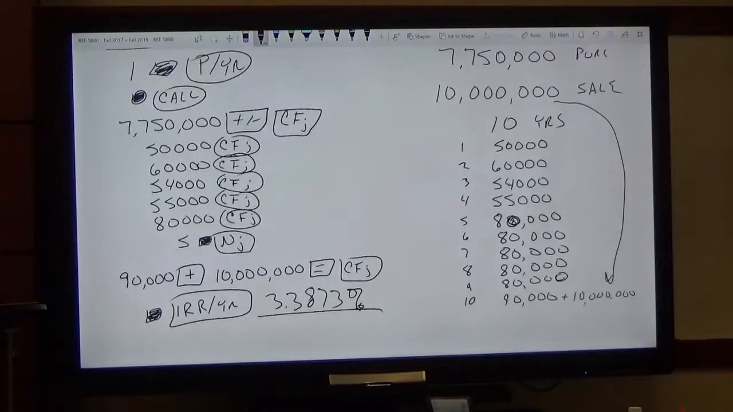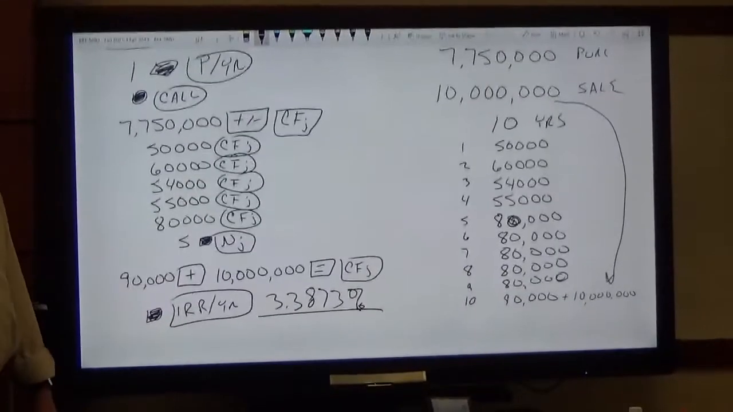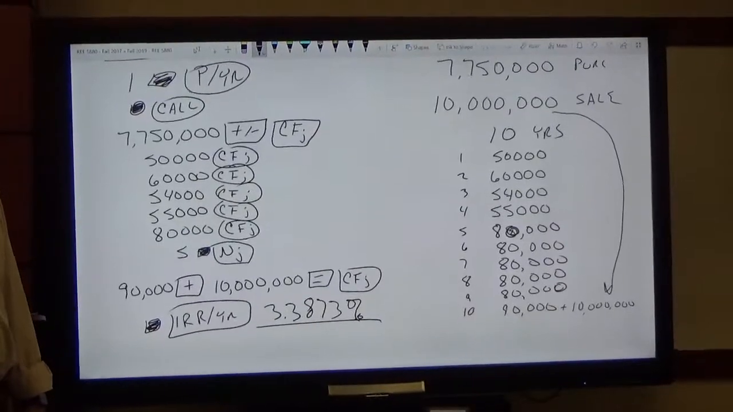Okay? And we're using the calculator. Why? Because you need to understand the logic behind what you're doing as opposed to simply plugging the numbers into Excel. And this is assuming we bought it all cash. This is assuming cash. Okay?